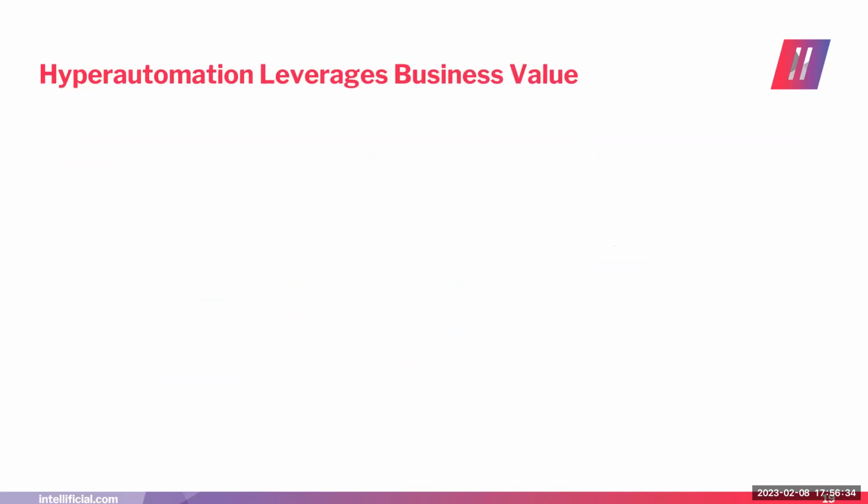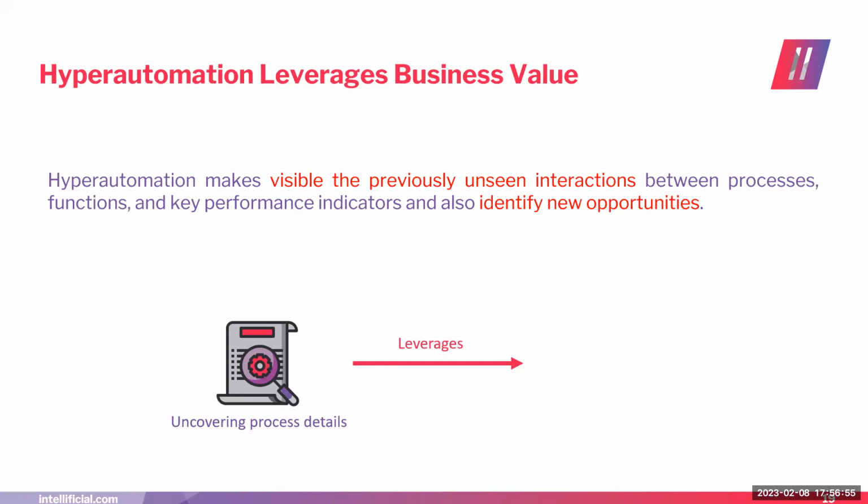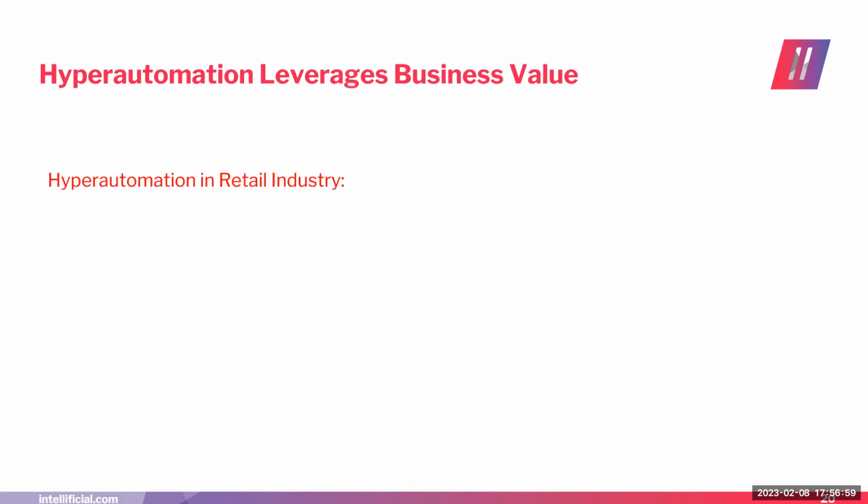So just think about a use case that happens in retail industries. Any previously unseen interactions can be identified between processes, functions, and key performance indicators. It can also help you understand new opportunities. For example, it can uncover process details and drive business value. If you take the retail industry, just imagine what potential hyperautomation can bring in.